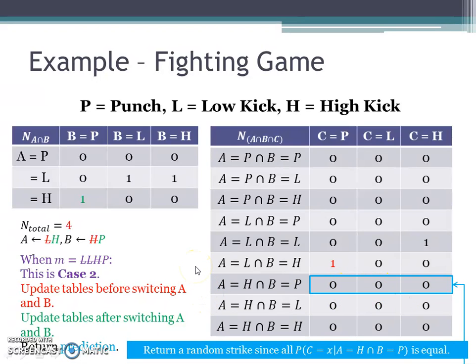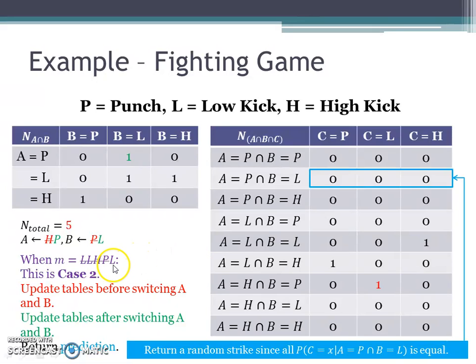Now we move on to the 5th strike. So let's say the 5th strike is L. What that means is that we have a total of N equals 5 strikes altogether, and when we update the table, before we update A and B, we have to change the fact that for A equals H and B equals P, and for C equals L there is an occurrence, so we need to increase this. So this is to handle this HPL.